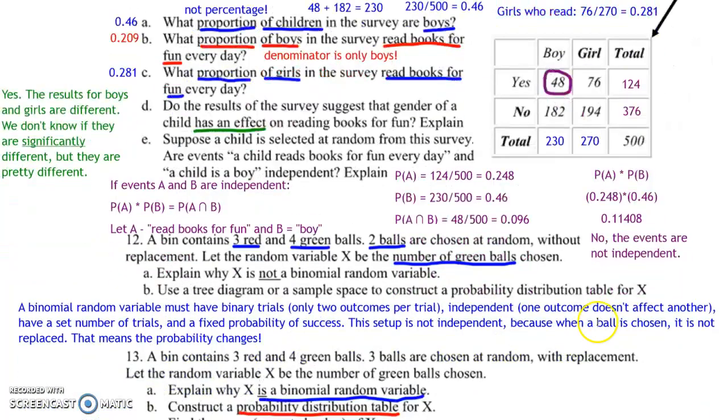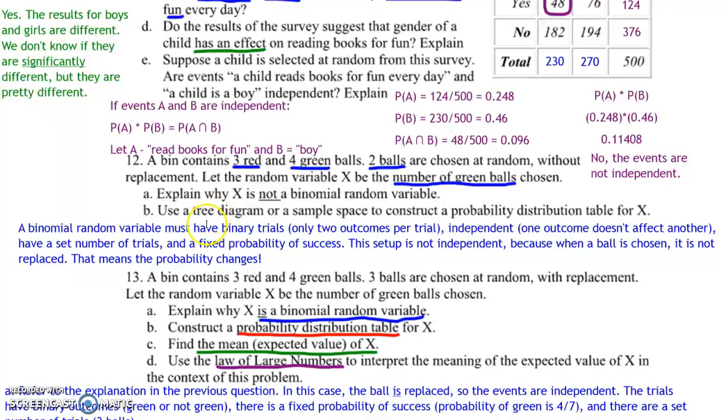It's as easy as that. For question number 12, it asks us a situation where we're picking balls out of a bin, and it says without replacement. As soon as it says without replacement, we know that we are not doing independent events.